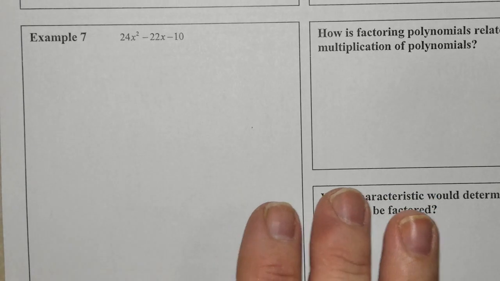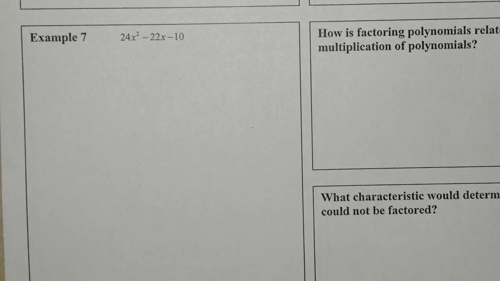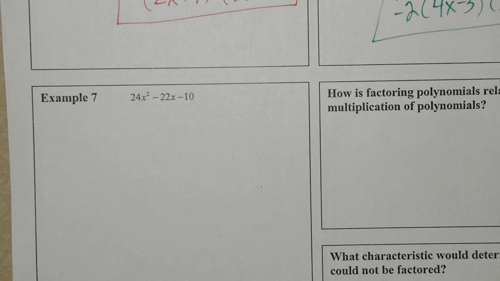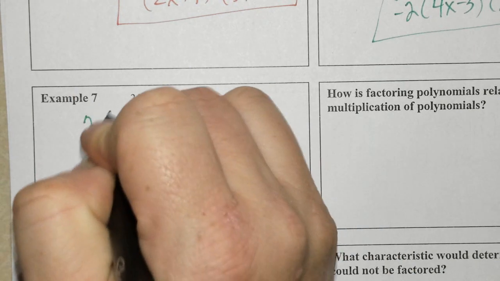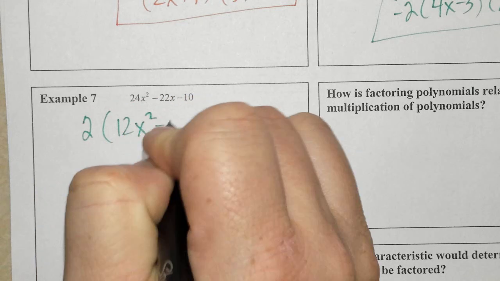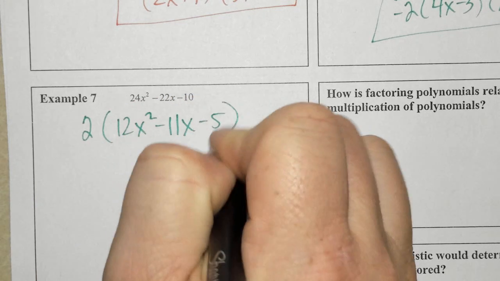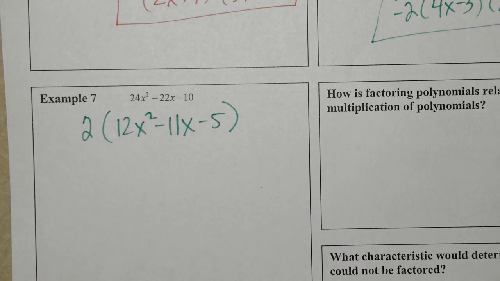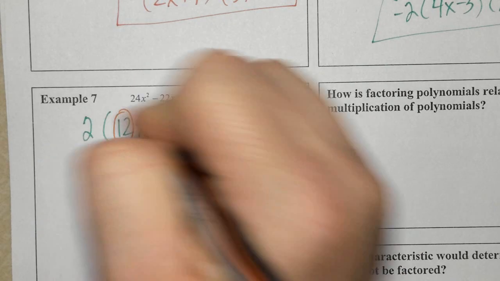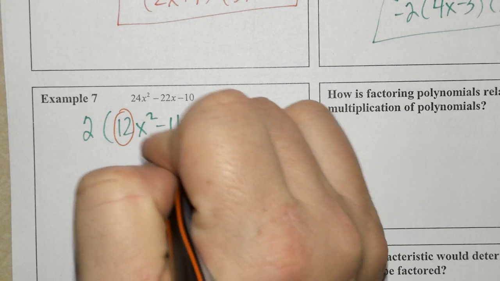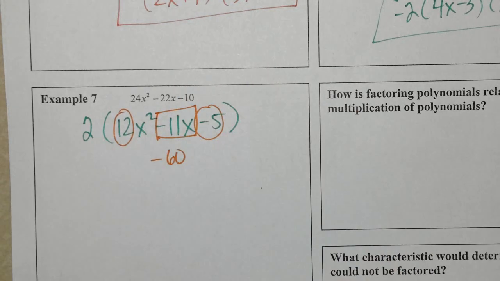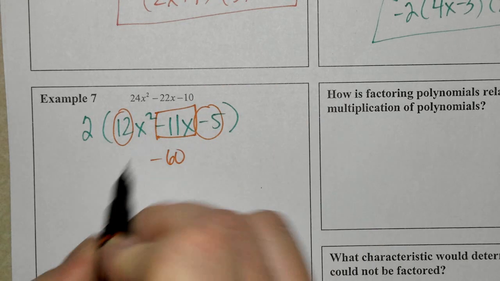Our last problem, let's figure out what number I can factor out here. So I have a 24, 22, and a 10. The largest number I can factor out would be a 2. 12x squared minus 11x minus 5. Circling the 12 and the negative 5. 12 times negative 5 is negative 60. What numbers multiply to give you negative 60 and combine to give you negative 11?